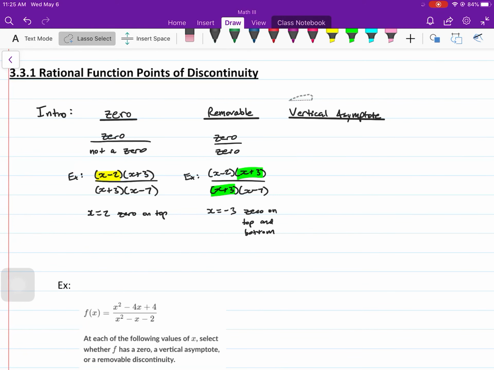This would be the situation we have that. So if you have a 0, basically that factor is going to cancel because x plus 3 are both the same. They would cancel out. That would cause the removable discontinuity. And then last one, vertical asymptote, you can guess, is going to be where you have the 0 on the bottom and not a 0 on the top. For that particular number anyways.